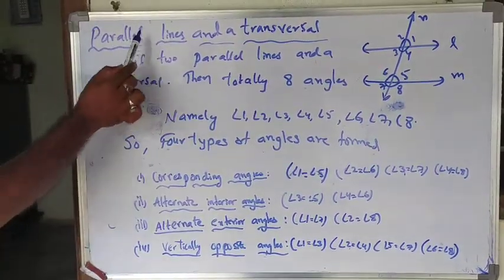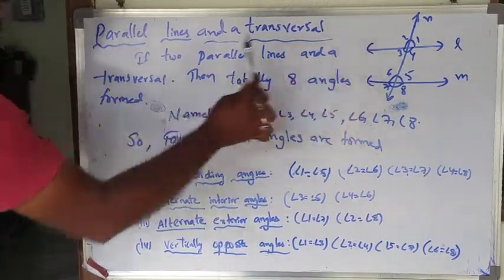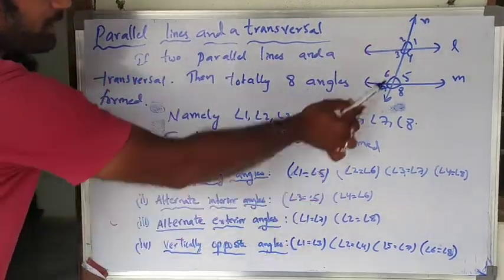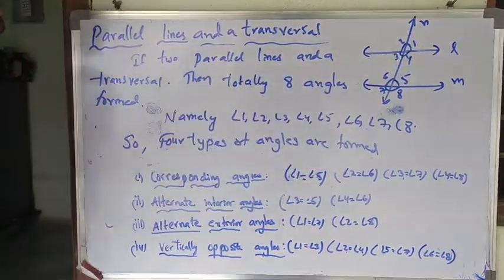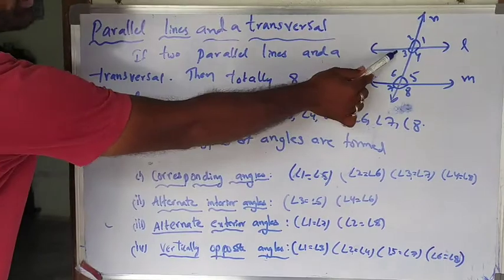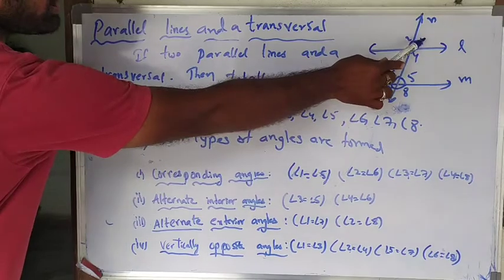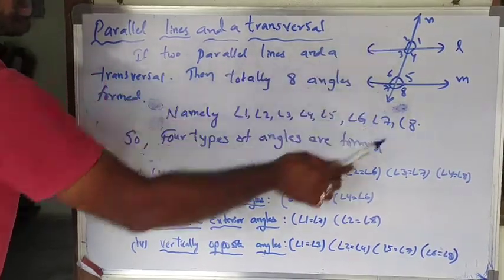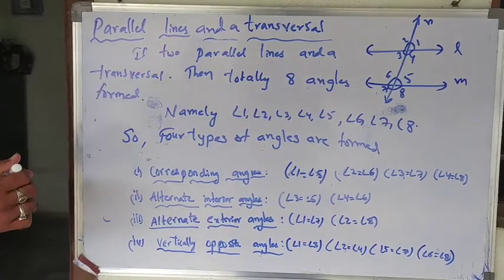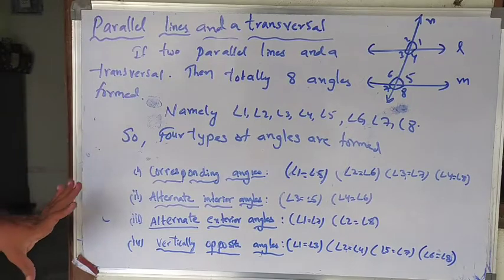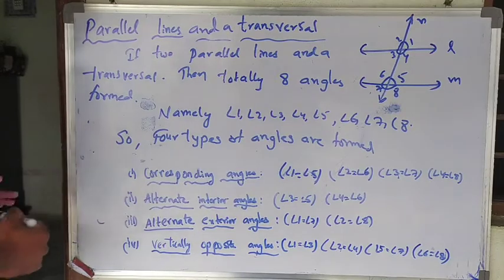If only two lines are mentioned, then we cannot judge that they are equal. But in the case of parallel lines, we can judge that all the corresponding angles are equal: angle 1 equals angle 5, angle 2 equals angle 6, angle 3 equals angle 7, and angle 4 equals angle 8. Similarly, alternate interior angles, angle 3 equals angle 5, angle 4 equals angle 6, and alternate exterior angles, angle 1 equals angle 7, angle 2 equals angle 8. These are all equal only in the case of parallel lines. If two distinct lines are given, the remaining four angles are formed, but we cannot judge whether they are equal or not.